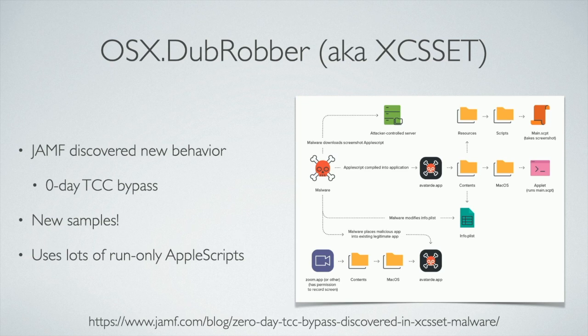So let's take a look at DubRobber. This is one also known as XCSSET. This is one that came out this year. It came out in January, I believe. I'm sorry, actually, this one came out last year, but JAMF, and we have some representation in here, discovered a new 0-day in a new variant of this malware. So we had some new samples to play with, and that's why it's in here. It was discovered last year, but there was some new stuff.